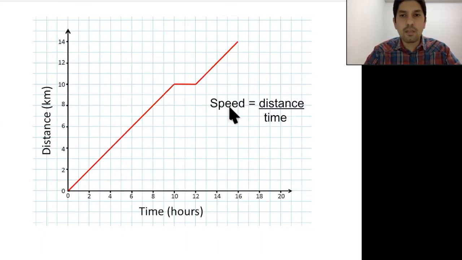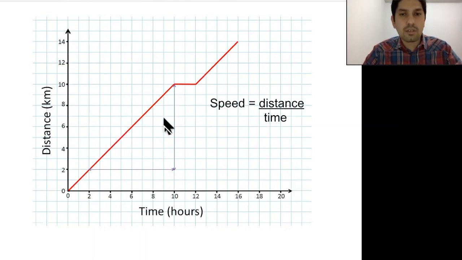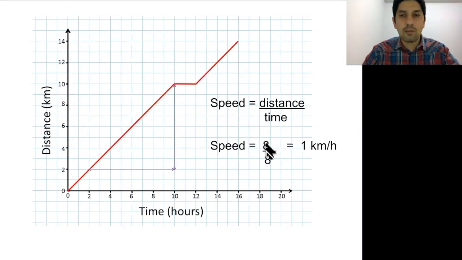So slope is the speed and speed is equal to distance over time. So we can calculate the speed from the graph. From this point to this point, how many hours is it? 2 to 10, the difference is 8 hours. And the distance traveled in 8 hours is from 2 kilometers to 10 kilometers, so the difference is 8 kilometers. So speed is equal to 8 kilometers over 8 hours, and the answer will be 1 kilometer per hour. So during this time, the constant speed was 1 kilometer per hour.